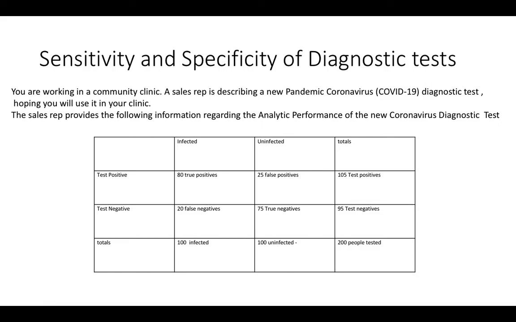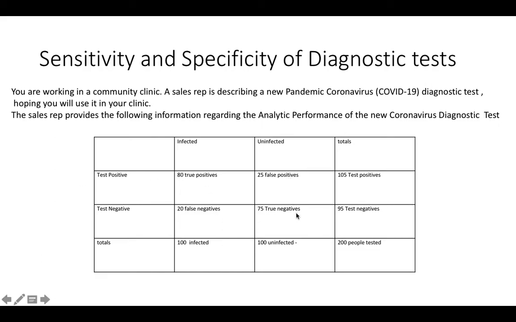To get sensitivity, we're going to take 80 true positives and divide by 100 infected. So that's going to be 80% sensitivity, right? Troubling, because that means 20% of the people who are truly infected think they aren't infected. They'll keep working, maybe they're working in the hospital. They could go and infect other people, right? So 80 over 100 is 80% sensitivity.